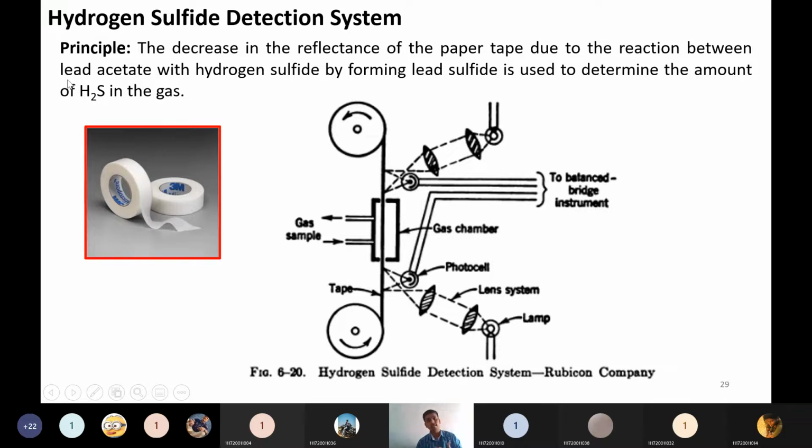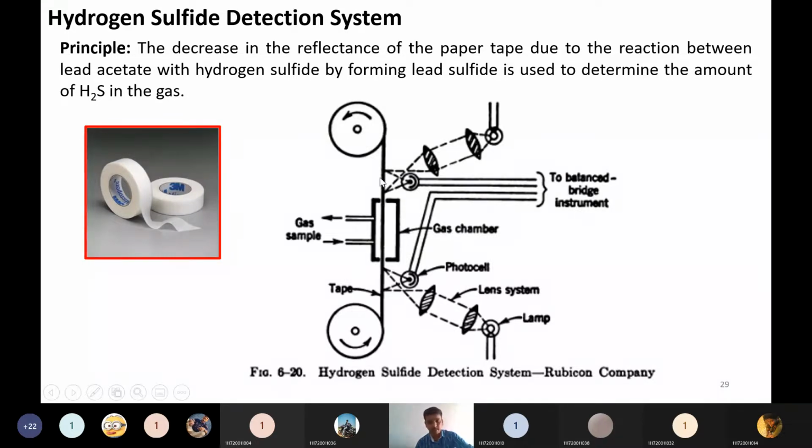Gas laden with H2S, or hydrogen sulfide, is sent into the chamber using an auxiliary pump. Whenever this hydrogen sulfide containing gas gets inside and leaves outside, if there is some hydrogen sulfide present in the gas, the tape, which is usually coated with lead acetate, will react with the hydrogen sulfide in the surrounding gas. Therefore it will produce a brownish lead sulfide compound, nearly brownish or black in color.